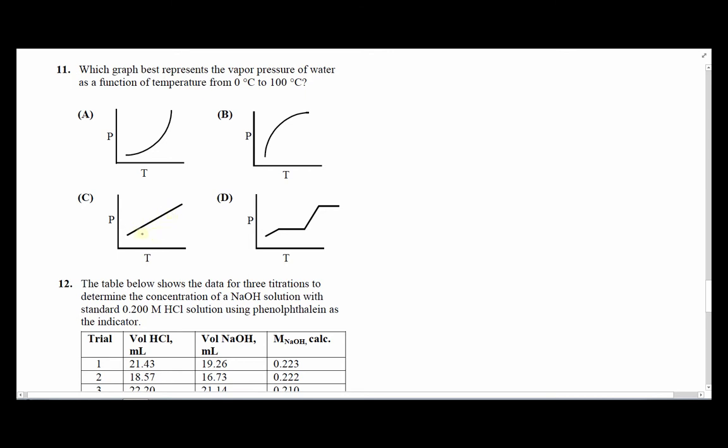chapter, it's easy to go with C, because another way students can reason is PV equals nRT, and then they just go, oh, the pressure and temperature are directly proportional, therefore it's gonna have a straight line like that. Well, that's a good reasoning, but that's not really answering our question. Our question said vapor pressure of water, not the gas water, so they're not the same thing.